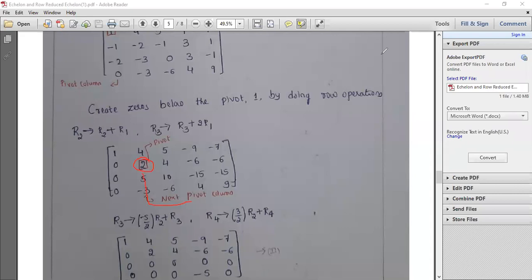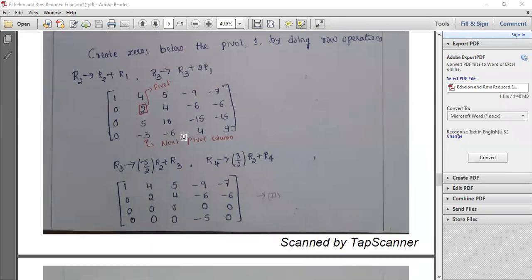Okay. Once we do this, the next is what? Again, I have to make the remaining elements in the pivot column 0. So to do that, what I do? I multiply with minus 5 by 2: minus 5 by 2 times R2 plus this. That means I'll get this 0. Similarly, this one will be 3 by 2. Already this is minus 3. So 3 by 2 times R2 plus this R4. That means I'll be getting 0.